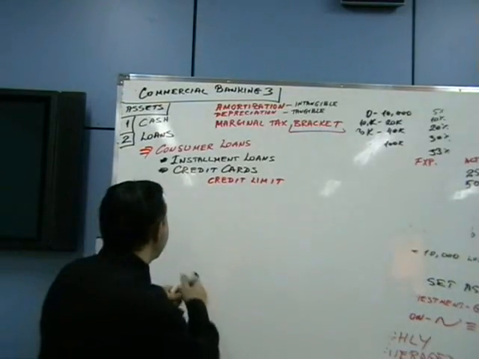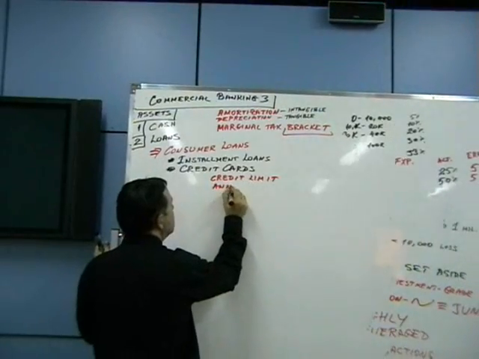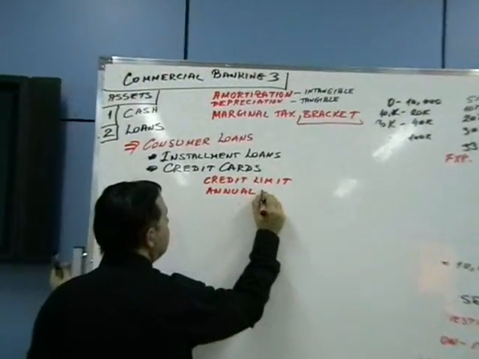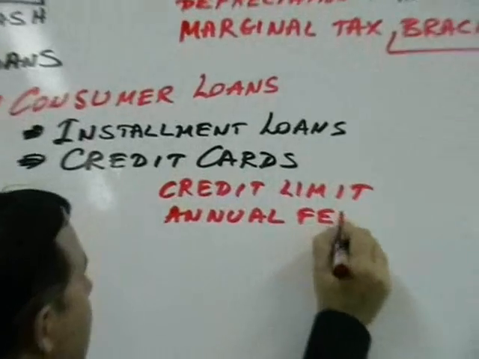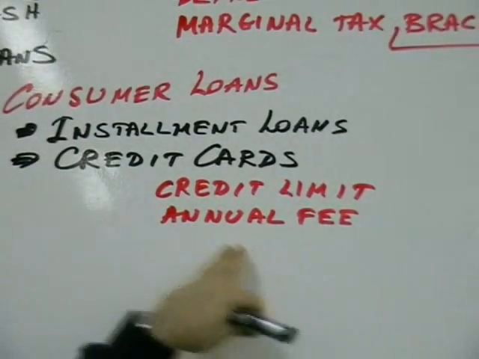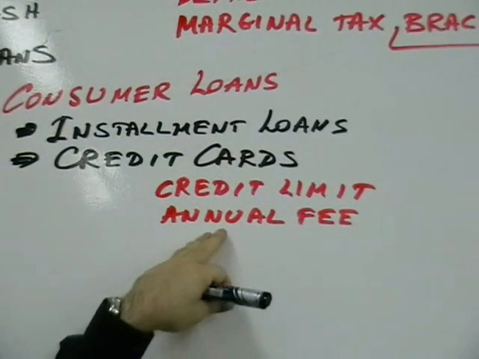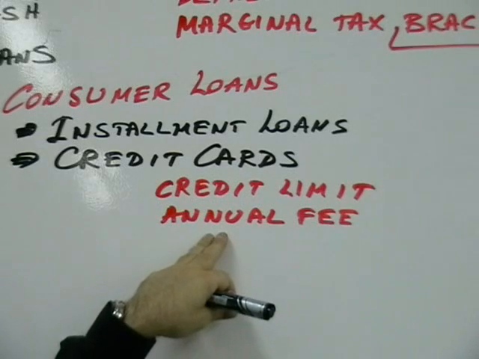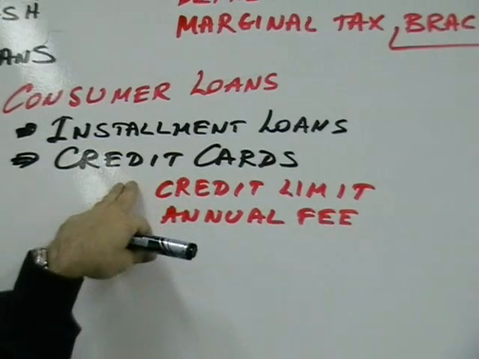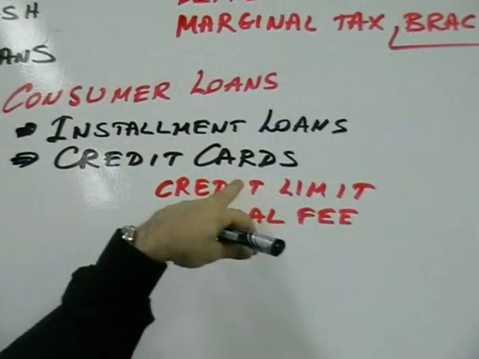You have also annual fees, usually fixed. So this is what the bank charges a credit card holder for the privilege of having the credit card and the credit facility to charge up to the credit limit.